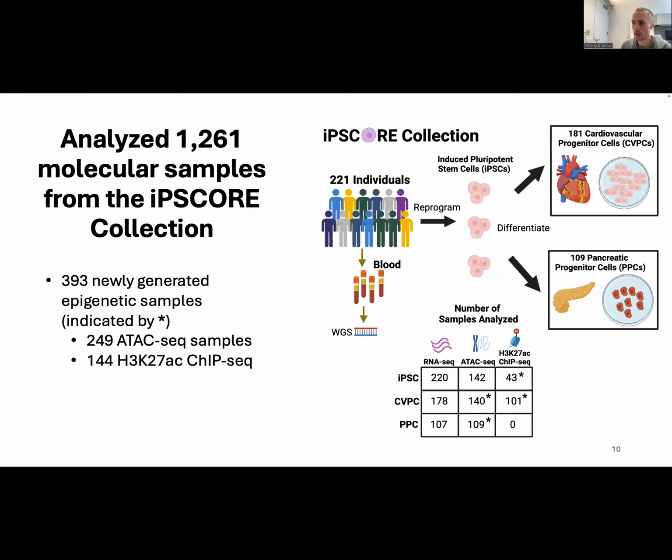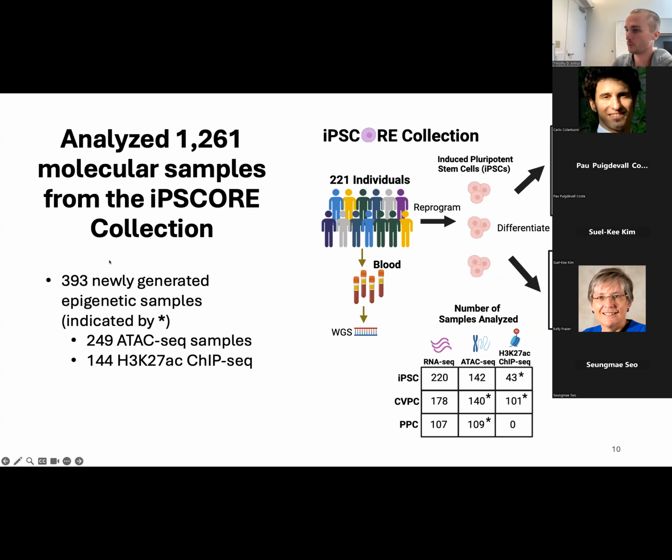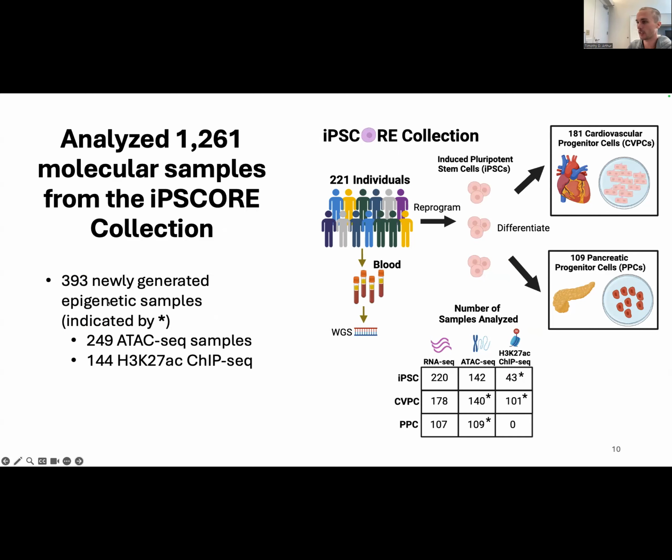So to do this, we analyzed 1,261 molecular samples from the iPSCORE collection, primarily focusing on epigenomic samples that haven't been released in previous studies. There were 393, indicated by the asterisks in this table, that are newly released from this study.